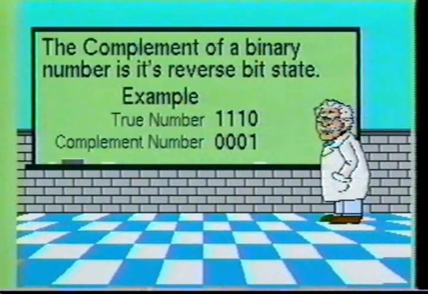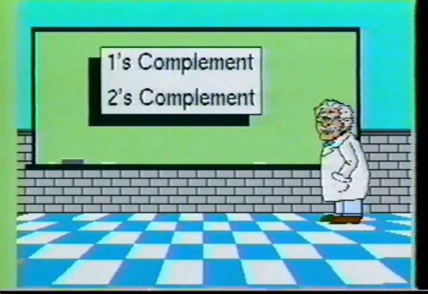The complement of a binary number is its reverse bit status. For example, the complement of 1110 would be 0001. There are two types of complement numbers, 1's complement and 2's complement.